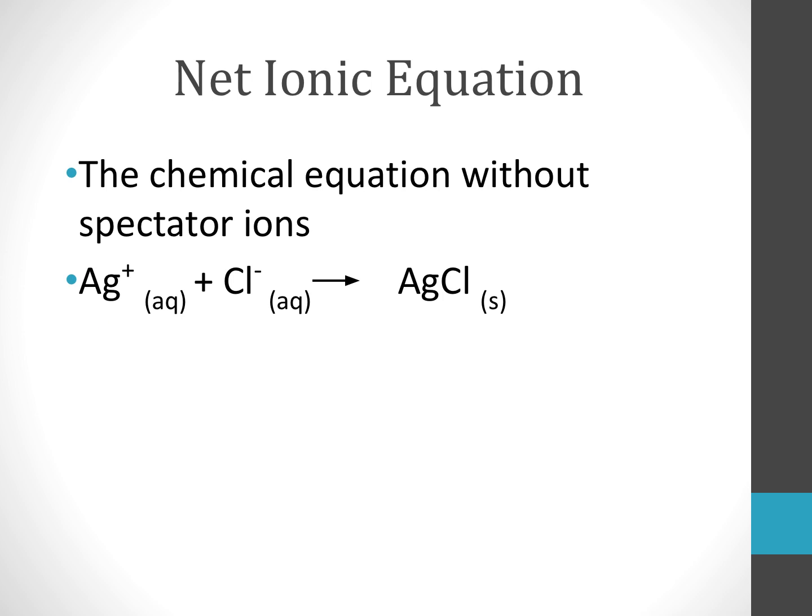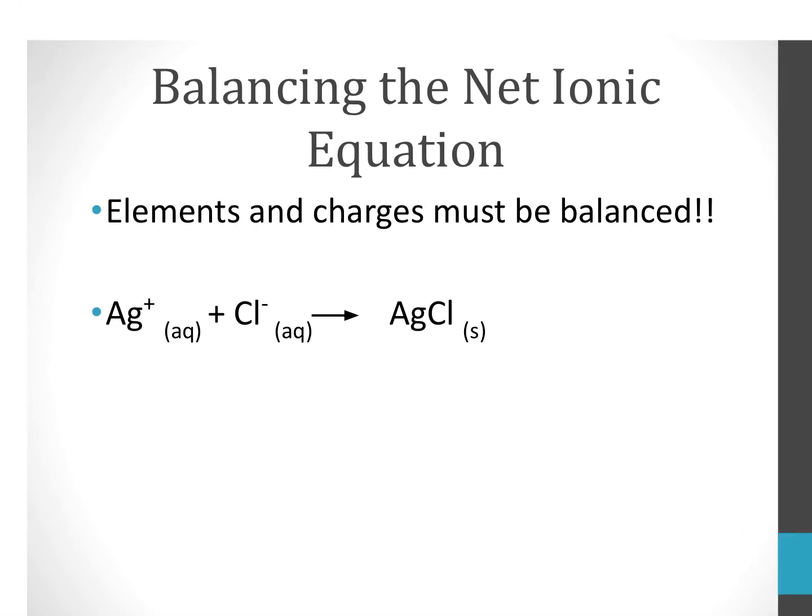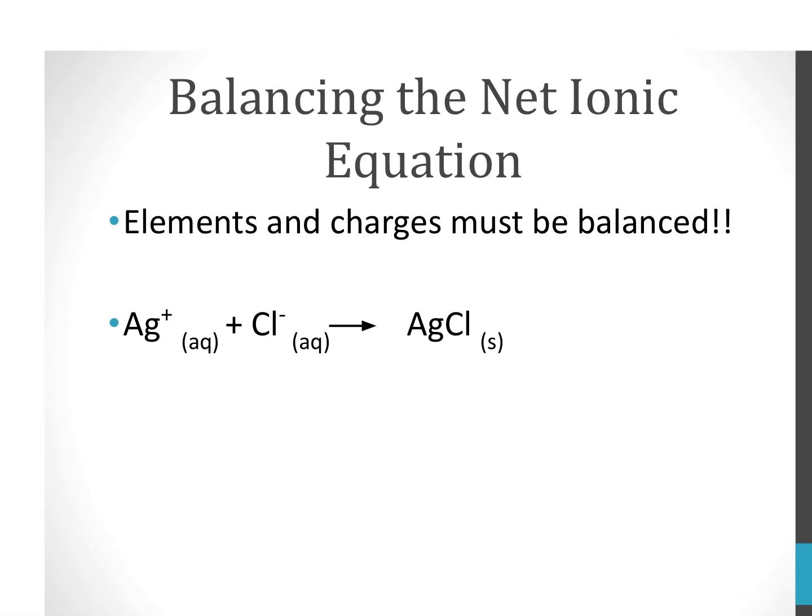If you look at your previous equation, once you cross out your spectator ions, do you see how this is what's left over? This is the net ionic equation. It should be short and simple, and it just tells you what actually makes that solid. Last step, just make sure everything is balanced.